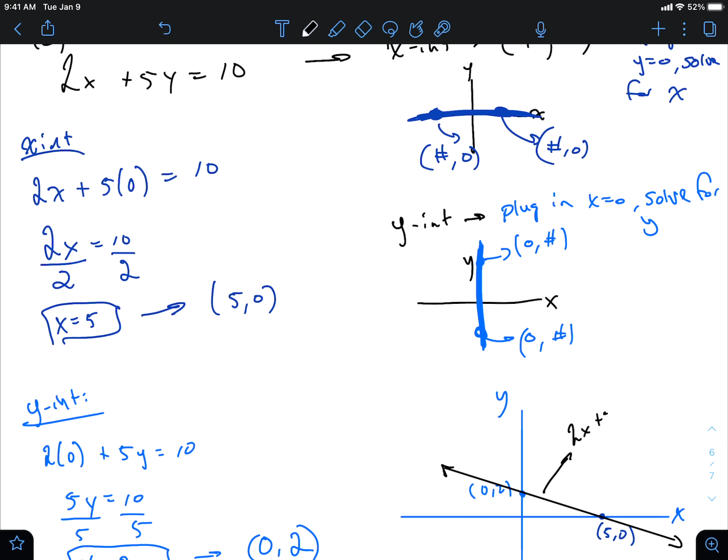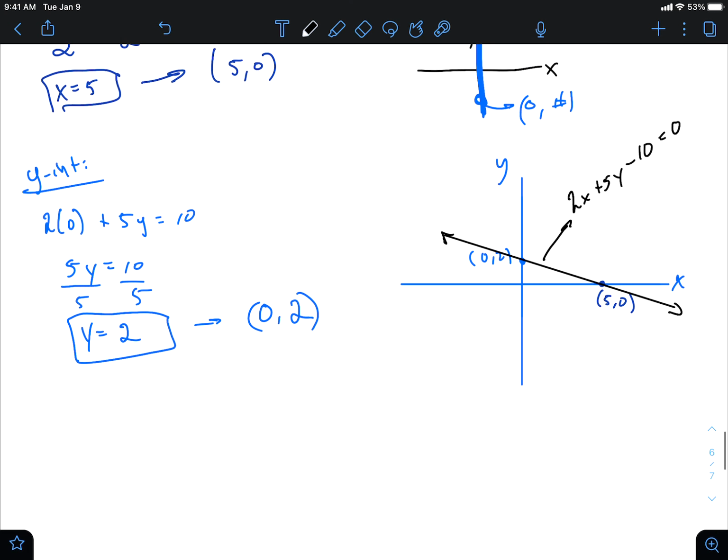2x plus 5y equal to 10, actually. Sorry, I'll move that up. You guys can barely see that. There you go. Okay, I'll hit stop.